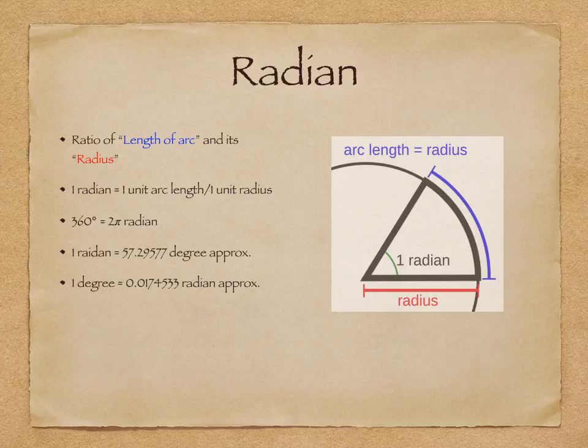Now for those who are new to pi. Pi is a mathematical constant which denotes the ratio between the length of a circle, called circumference, to its diameter. And diameter is twice the radius. So the circumference of the unit circle is 2 pi.